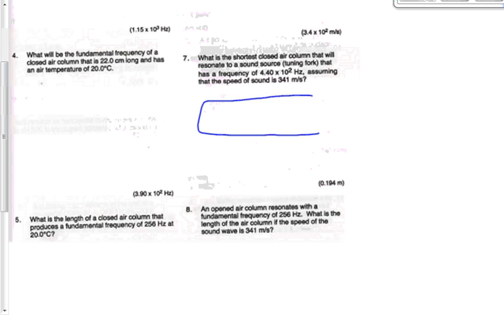Closed air column. It will resonate to a sound source, a tuning fork that has a frequency of 440 hertz. Here's the speed of the sound. So we want to find the length of the air column. This is basically the same as question number 8, except it's a closed air column instead of an open air column. The shortest air column will occur at the first harmonic, and the first harmonic is going to look like this. We've got a node at the closed end and an antinode at the open end. L is equal to 1/4 lambda. Lambda is 4L. F is V over lambda, but lambda is 4L, so F is equal to V over 4L.